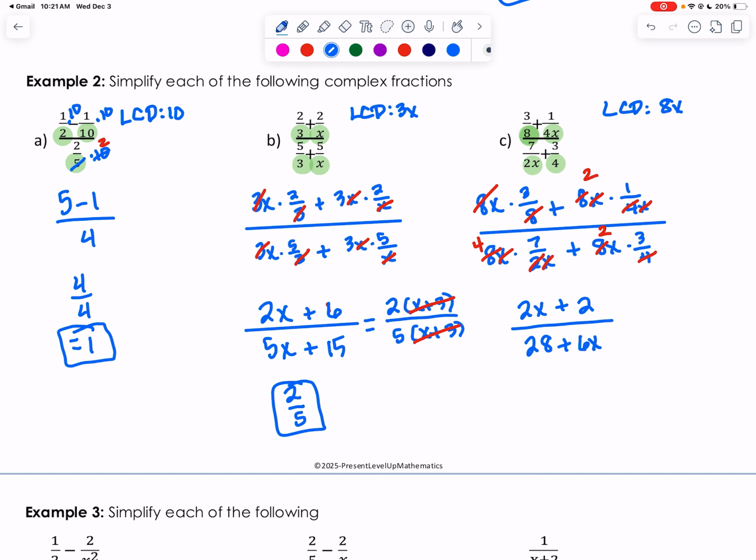Now, I don't think this will factor any further because I could take out the 2 here and I could take out a 2 here. 14 plus 3x. No, it will not break down any further. So you can leave your final answer just like this.